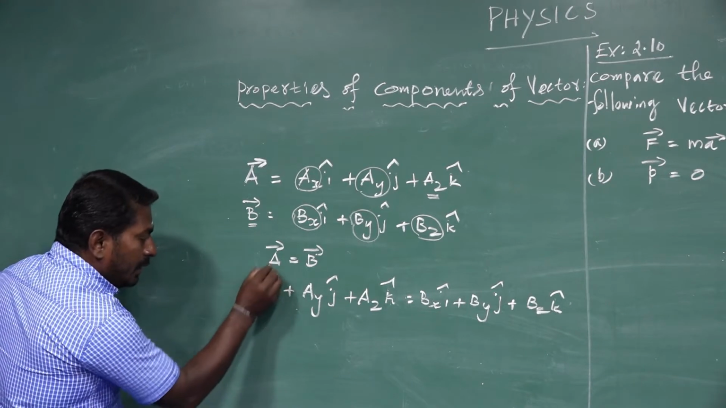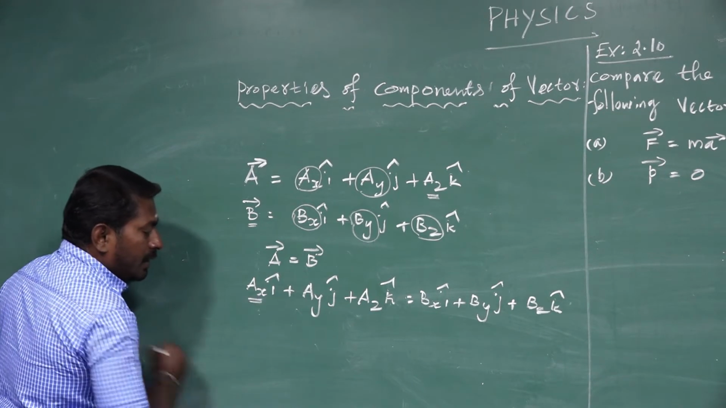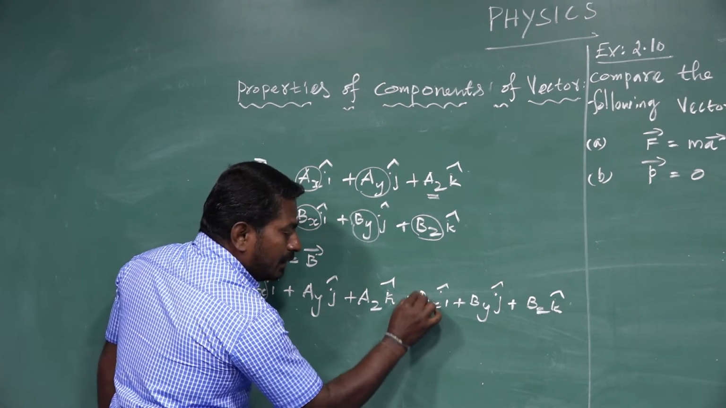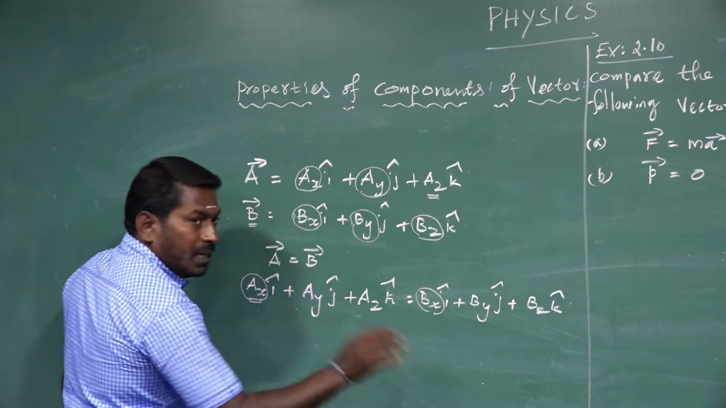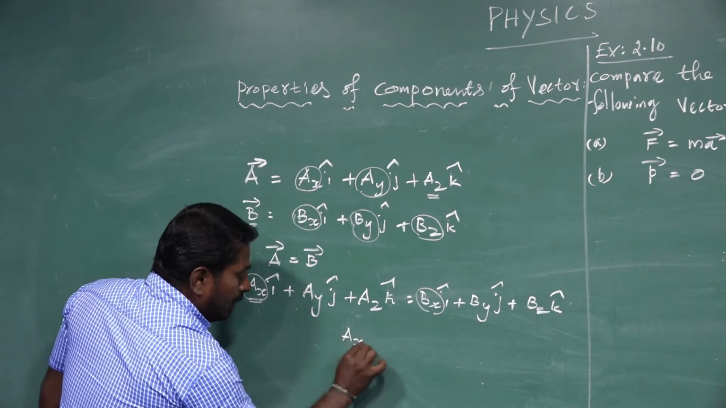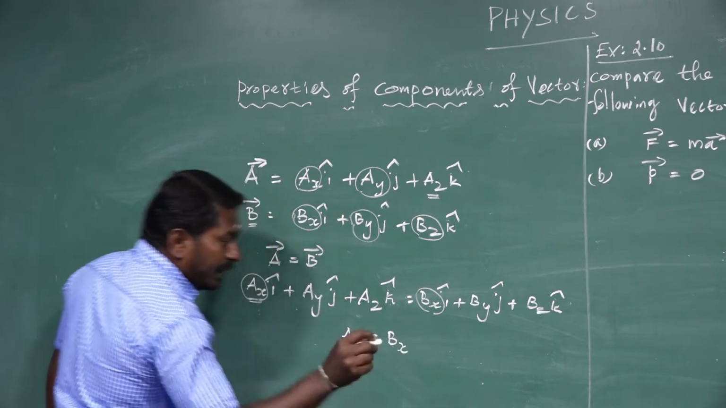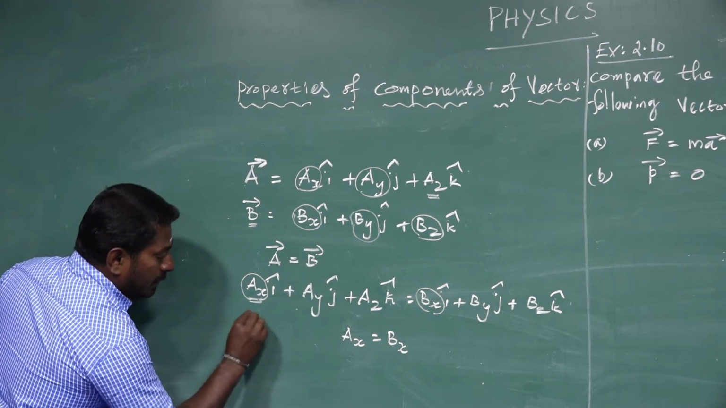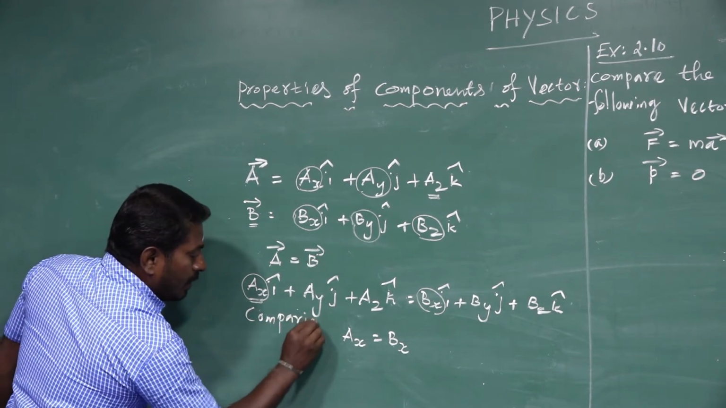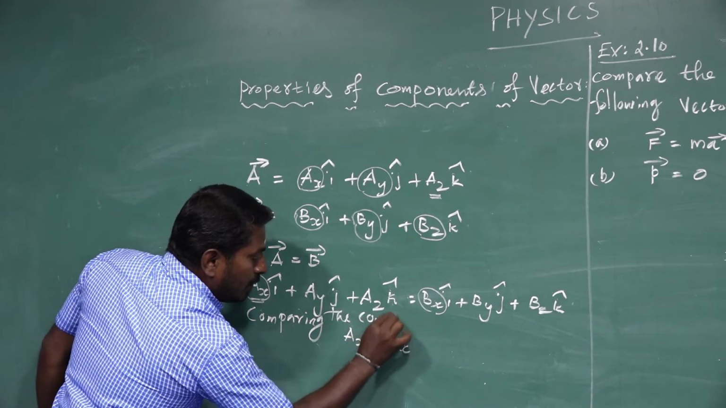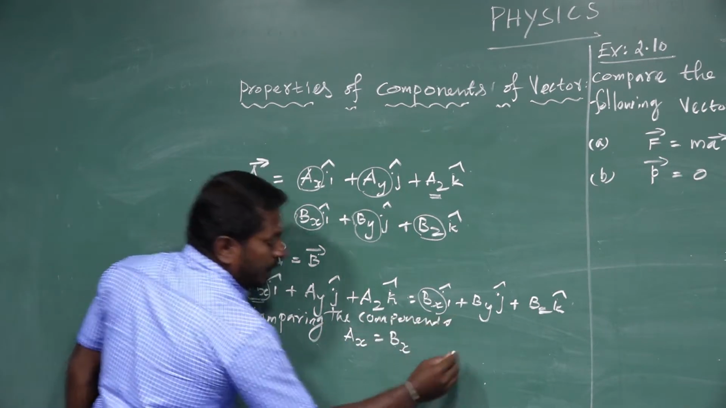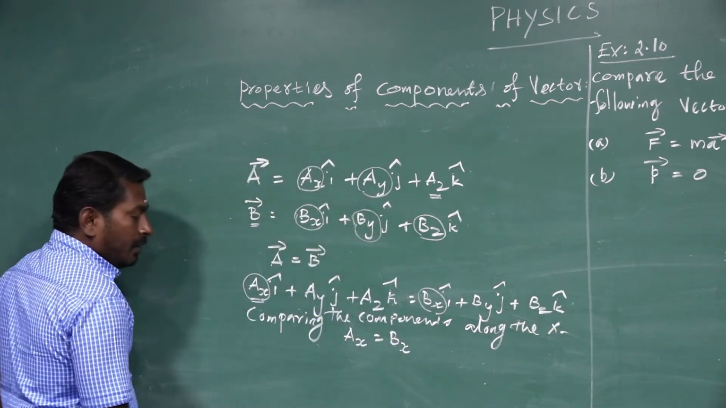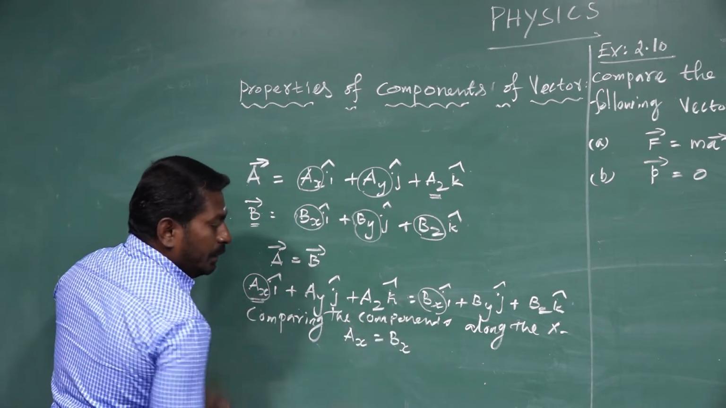So you see that the component of A vector along the x direction is Ax, which is equal to the component of B vector along the x direction, Bx. Both the components are equal. So therefore, Ax is equal to Bx. When comparing the components along the x direction, Ax is equal to Bx.